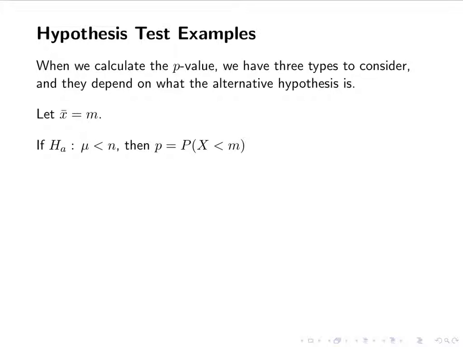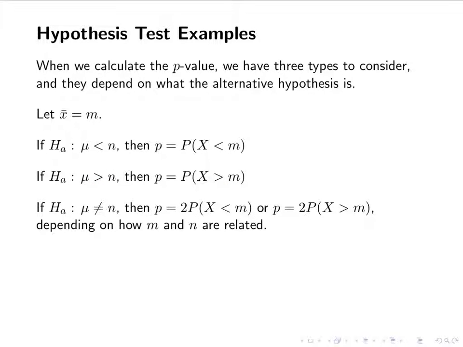One of the types of alternative hypotheses is that mu is less than some number. So we're going to say mu is less than n. And if that's my alternative hypothesis, then my p-value is the probability that x, remember that this is really x bar because it's the average of a sample, is less than m. So we're using less than. The other type is greater than. If the alternative hypothesis is mu is greater than n, then the p-value is the probability that x is greater than m. So again, greater than.